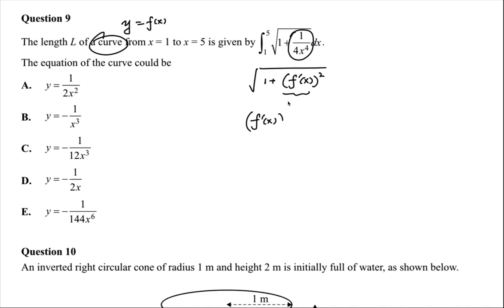f dash of x squared is 1 over 4x to the power 4, which is 1 over 2x squared, whole thing squared. So basically, I could have f dash of x equals plus or minus 1 over 2x squared, okay? Just be aware of the plus or minus when you take a square root algebraically. Now, you want to find the equation of the curve.